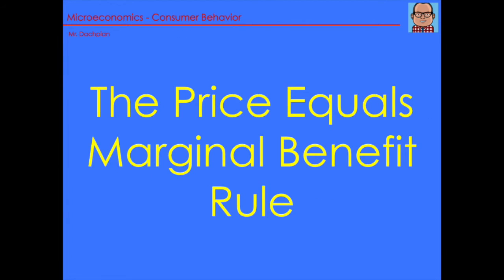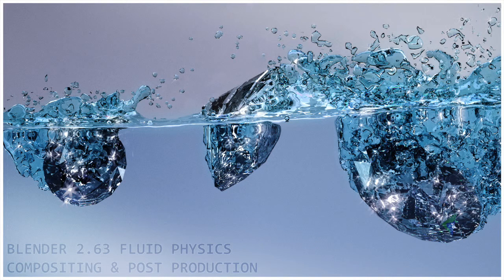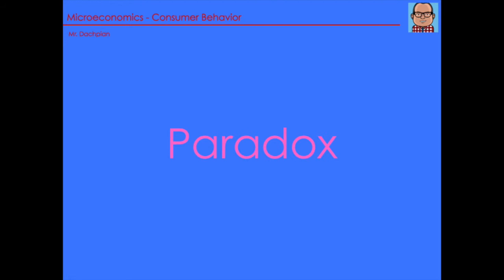If consumers can adjust consumption of a good in small increments, such as fractions of a pound, then the consumer will buy an amount for which the price equals the marginal benefit. This is what we call the price equals marginal benefit rule. This rule helps explain a famous paradox in economics, what we call the diamond water paradox. A paradox is a seemingly contradictory statement that may nonetheless be true.